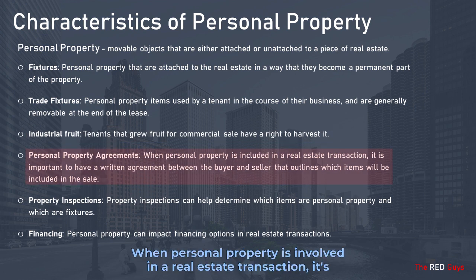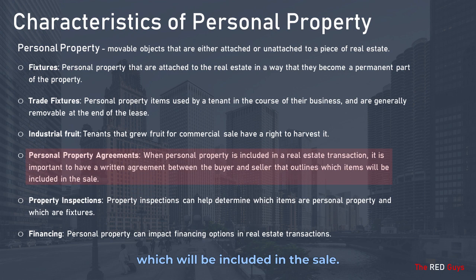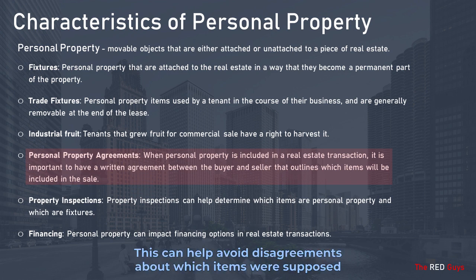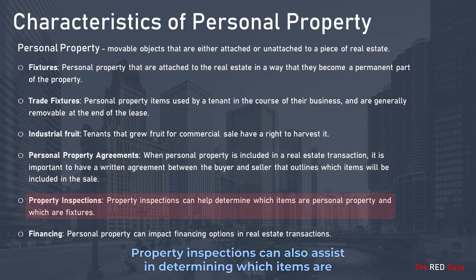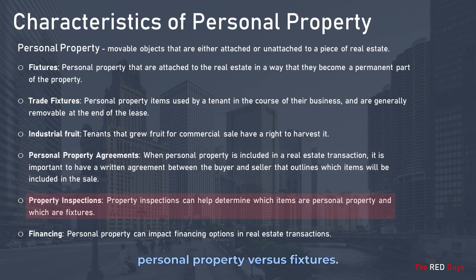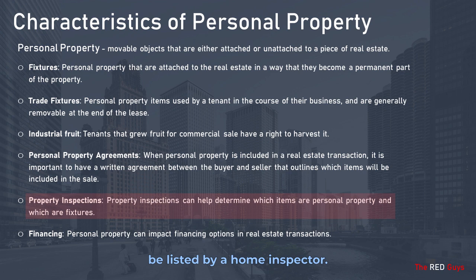When personal property is involved in a real estate transaction, it's critical that the buyer and seller have a written agreement outlining the items which will be included in the sale. This can help avoid disagreements about which items were supposed to be included in the sale. Property inspections can also assist in determining which items are personal property versus fixtures. Personal property items that are included in the sale may be listed by a home inspector.